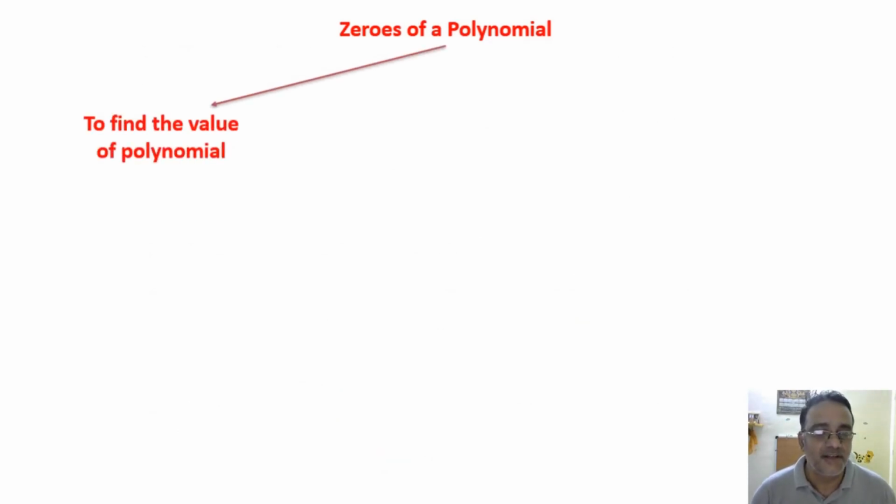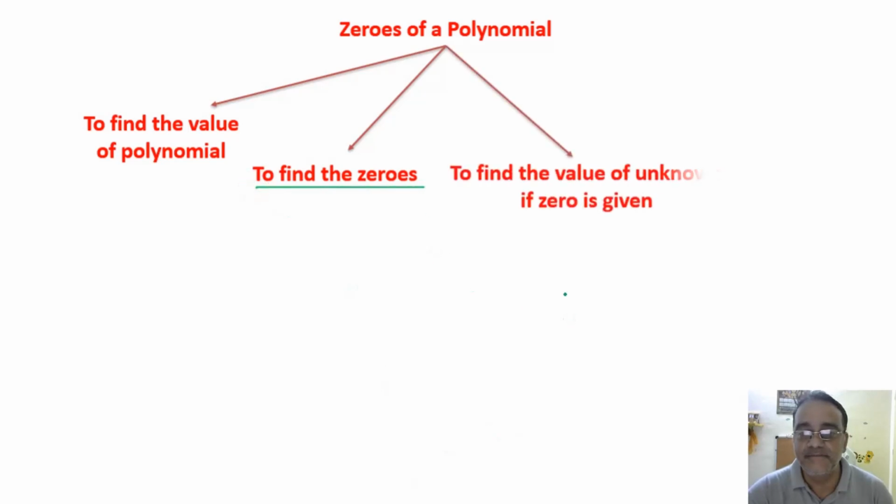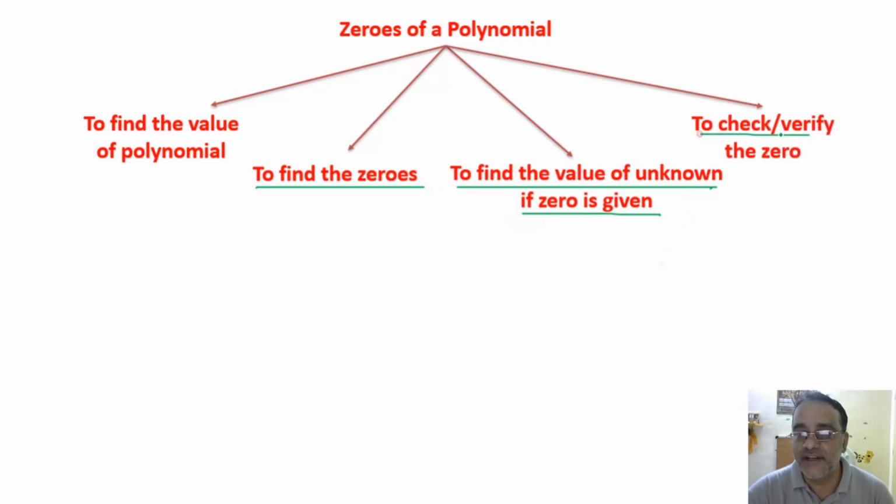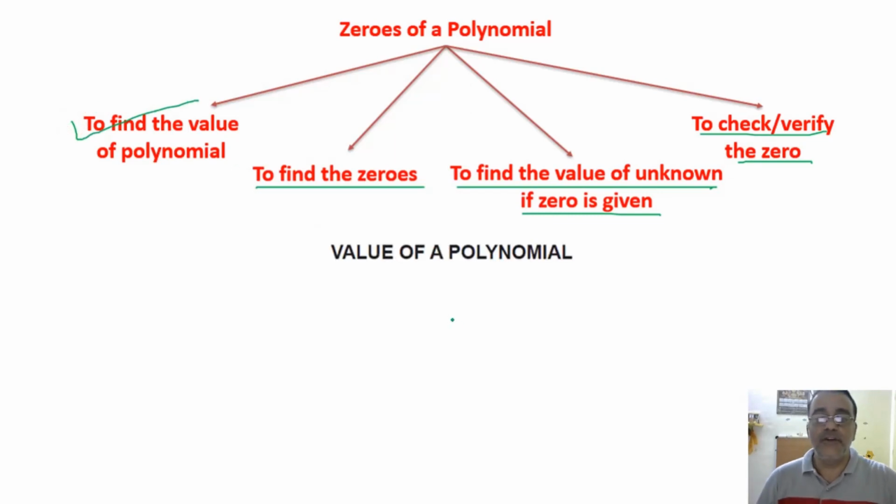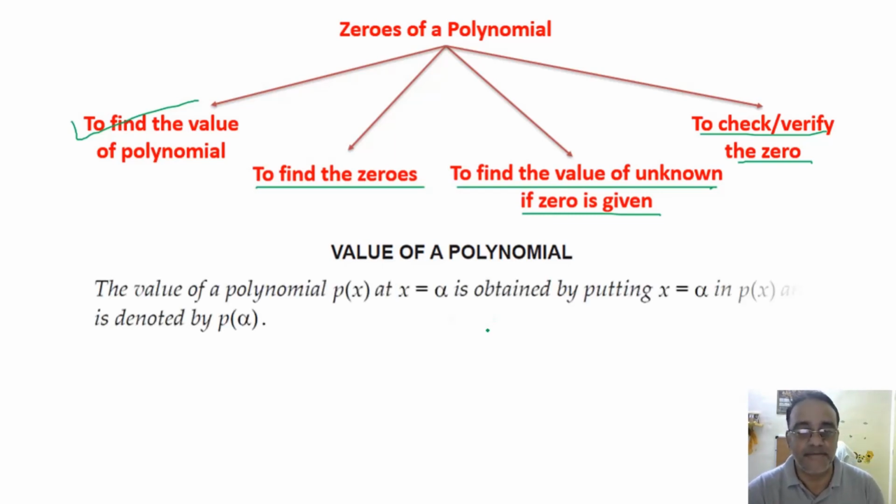Yes, sir. Okay, now we'll move towards the next topic, zeros of a polynomial. How many types of questions did we discuss in this? First, to find the value of a polynomial; second, to find the zeros of a polynomial; to find the value of an unknown if the zero is given; and to check or verify the zeros. Let us see the first question, that is to find the value of a polynomial. How do you find the value of a polynomial? You only have to substitute whatever value is given in the polynomial.